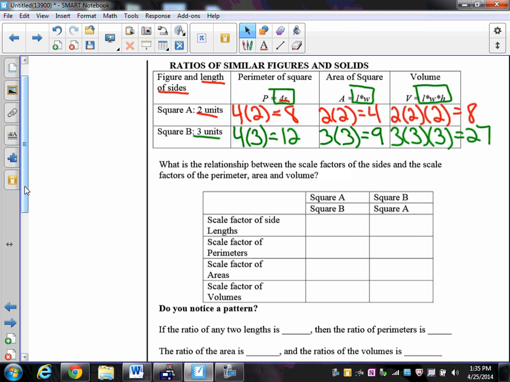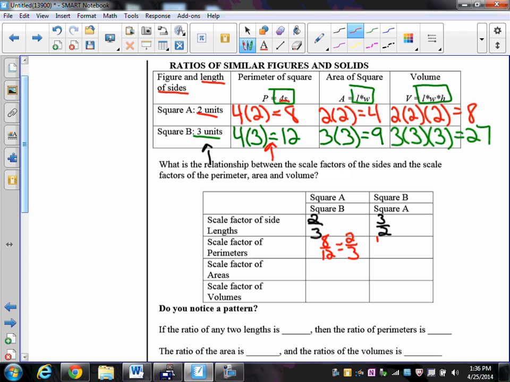So we're asked to write ratios. The first ratio deals with just the side lengths. That's in our first column here. So it's going to be 2 over 3, or 3 over 2 whenever we put square A over square B or square B over square A. For the perimeters, we're going to have 8 over 12, which simplifies to 2 over 3, and 12 over 8, which simplifies to 3 over 2.